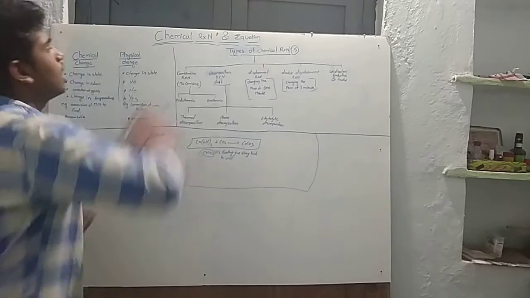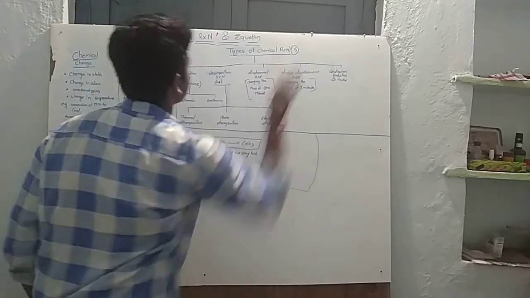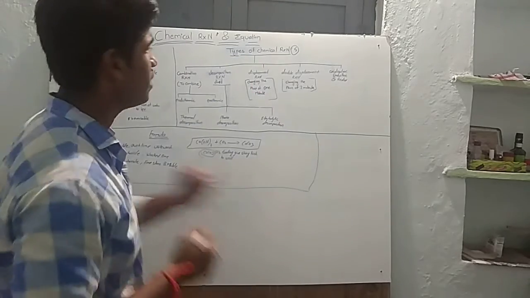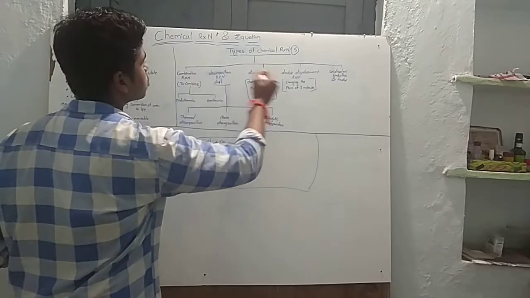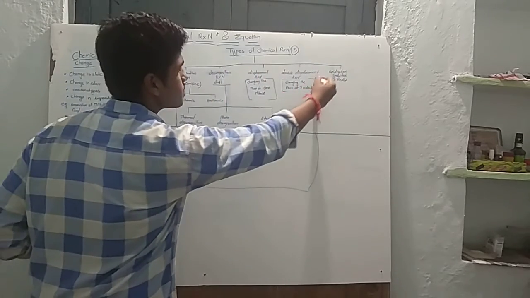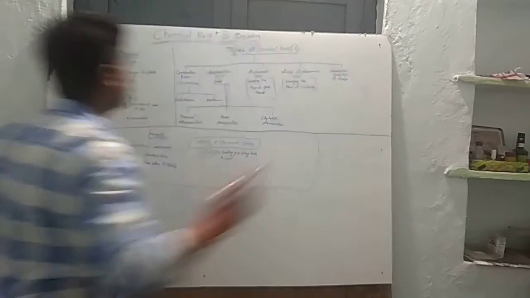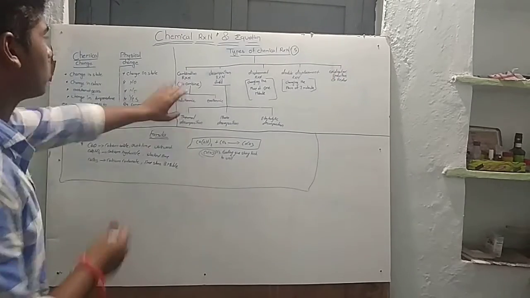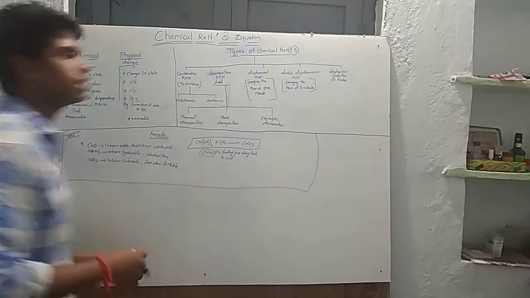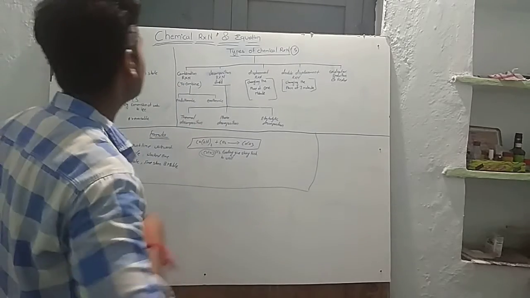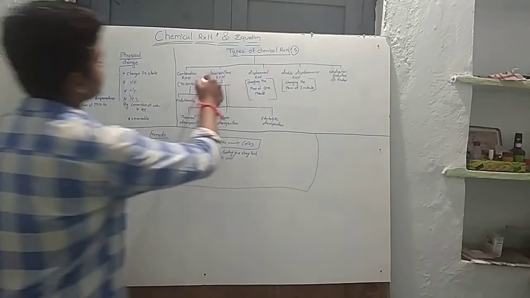Then we will see some types of chemical reactions. There are basically main 5 types of chemical reactions. Which are they? They are combination reaction, decomposition, displacement, double displacement, and oxidation reaction. In this video, we will shortly see their meanings, and in the next video we will continue with their extended form.